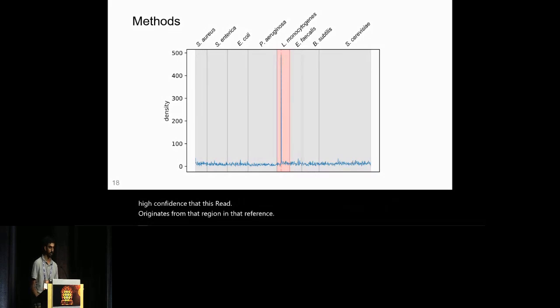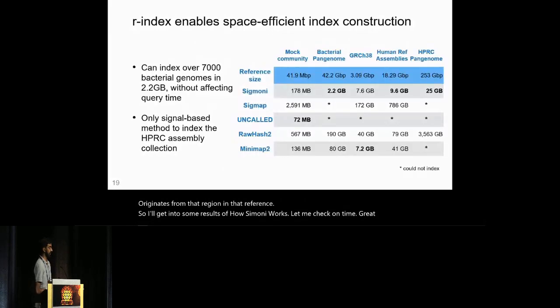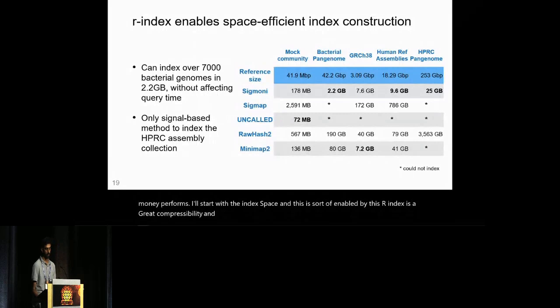So I'll get into some results of how Sigmoni works. Let me check on time. Great. So how Sigmoni performs, I'll start with the index space, and this is enabled by the R-index's great compressibility and scalability. In particular, we were able to index over 7,000 bacterial genomes in just under 2.5 gigabytes. This is a bacterial pangenome that represents a mock community, which I'll describe in a little bit.